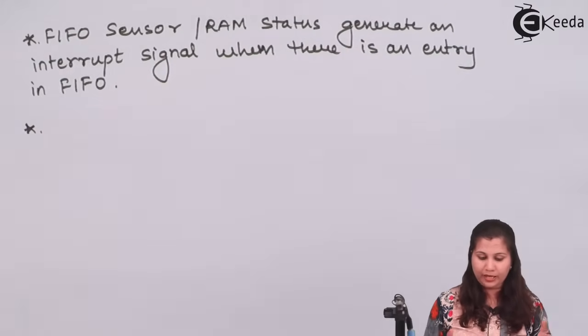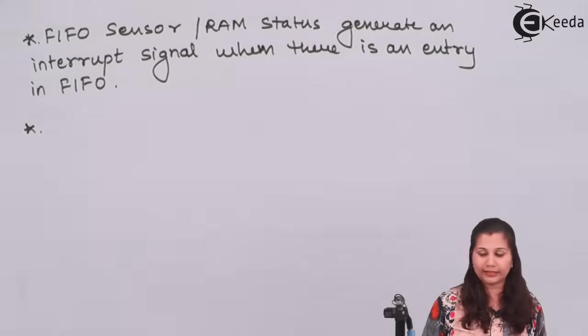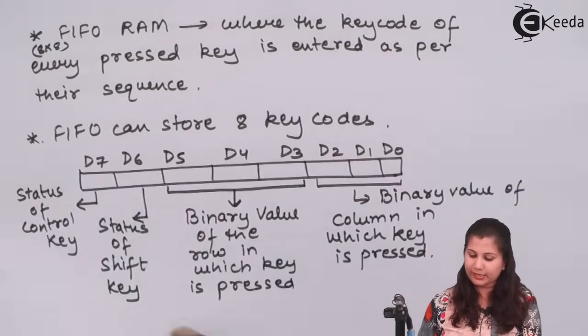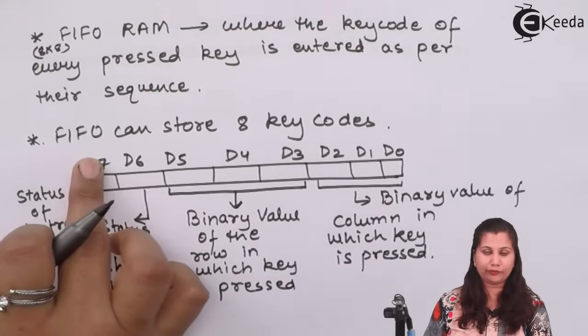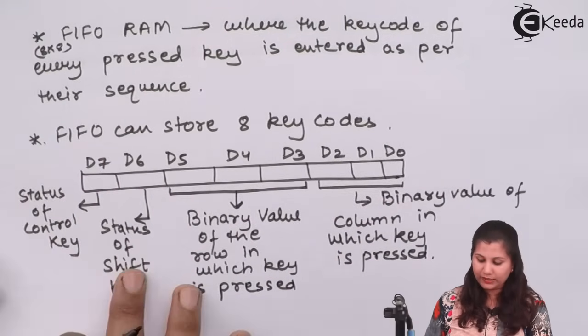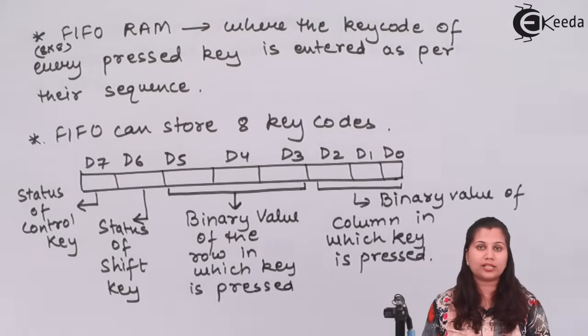Now the format of the key code entry we have already studied, that it has these 8 bits. This is the format of the key code which is entered in the FIFO. Okay. Now this was in the keyboard scan mode, whenever the keyboard section is in the keyboard scan mode.